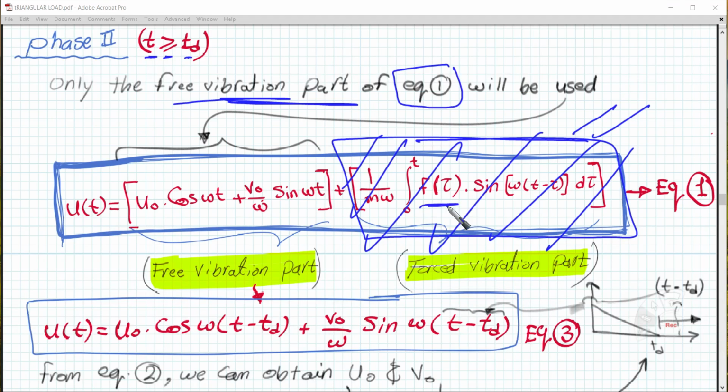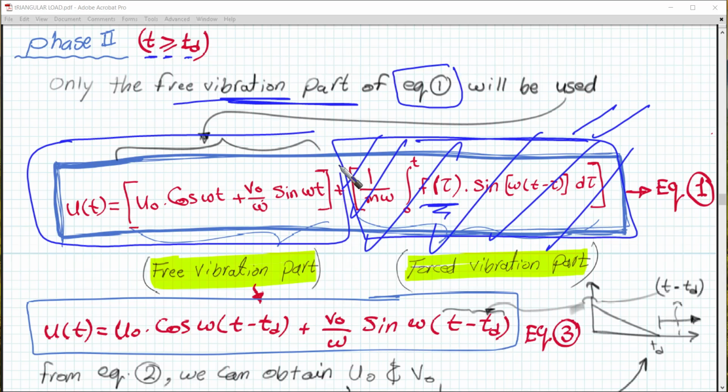Why? Because f of t is 0. So everything is going to be 0 for us. After td, everything is going to be 0 here. So we have only this part, which is the first part, or the free vibration part. U node and V node are there always for us, right?